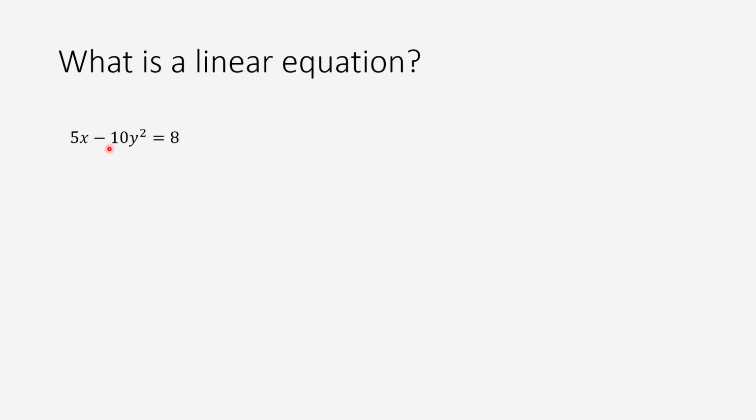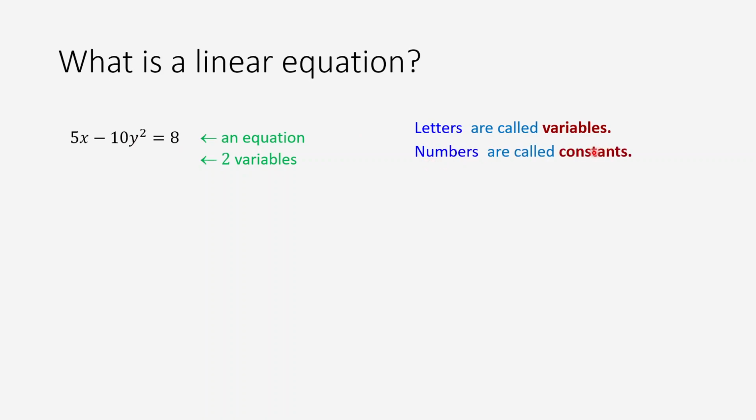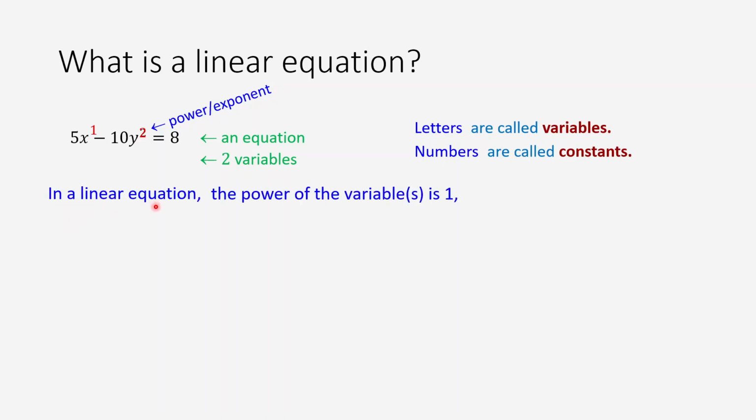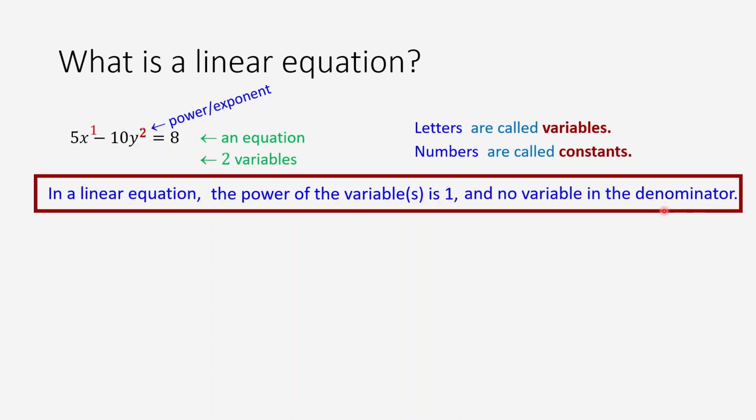This is an equation. It has two variables, x and y. Note that letters are called variables and numbers are called constants. This 2 is called the power or the exponent of the variable y. The variable x has no power, that means the power is 1. So what is a linear equation? In a linear equation, the power of the variables is 1 and there is no variable in the denominator.